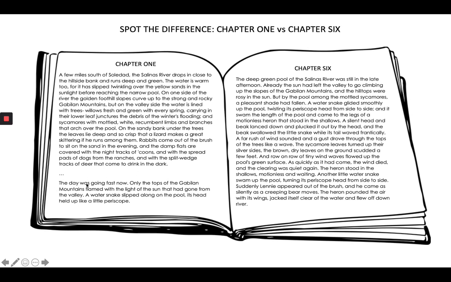First of all, if you look at this bit down here, it says, "The day was going fast now. Only the tops of the Gabilan Mountains flamed with the light of the sun that had gone from the valley." So it is a similar kind of time. The sun's going down. It's late in the day.